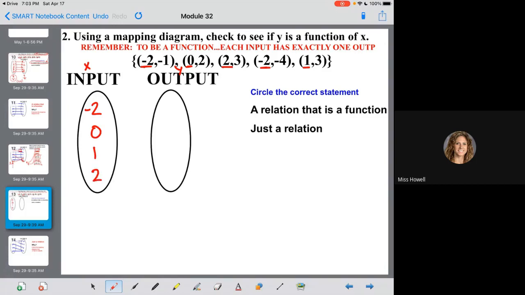Same thing with our outputs, or our y's: -1, 2, 3, -4, and 3. So -4 is the smallest right here, then our -1, then 2, and then 3.